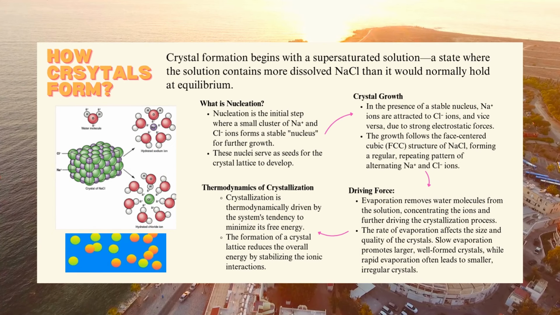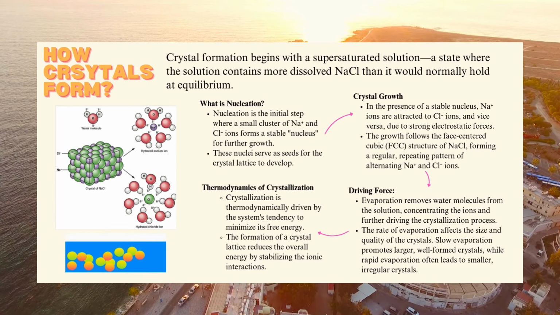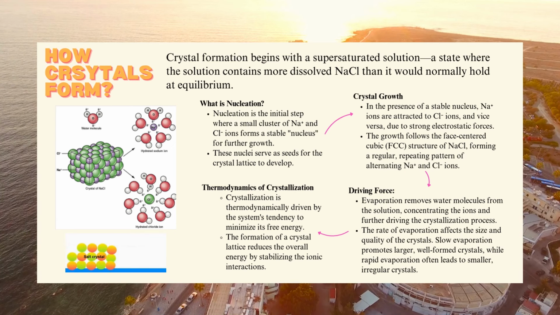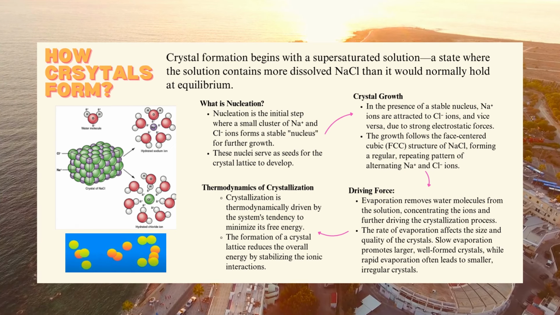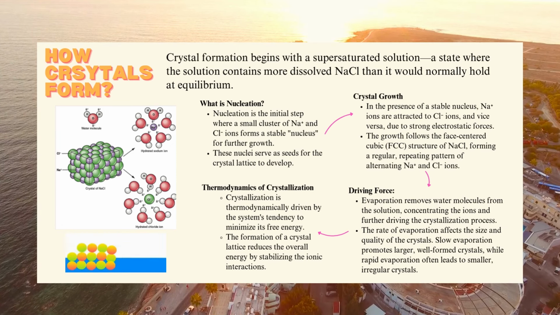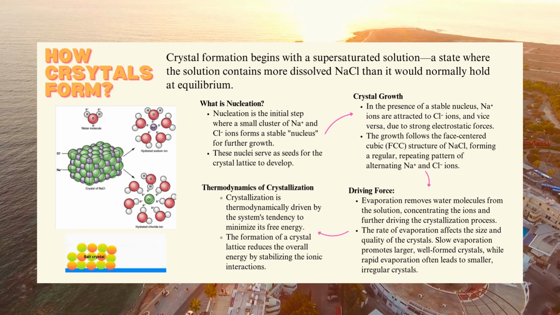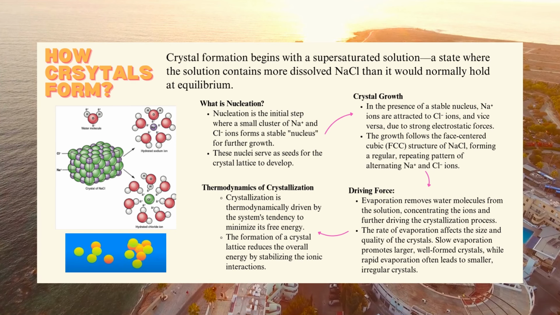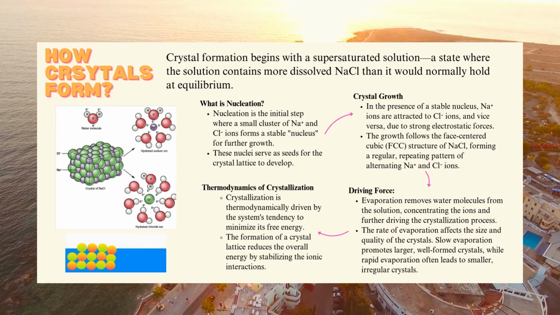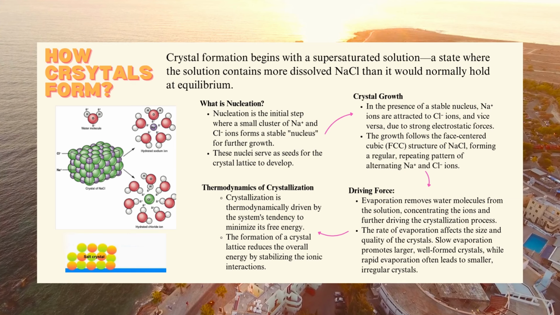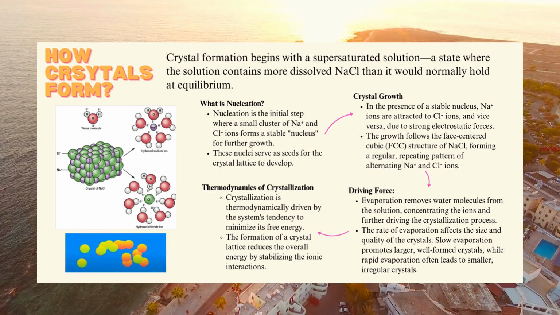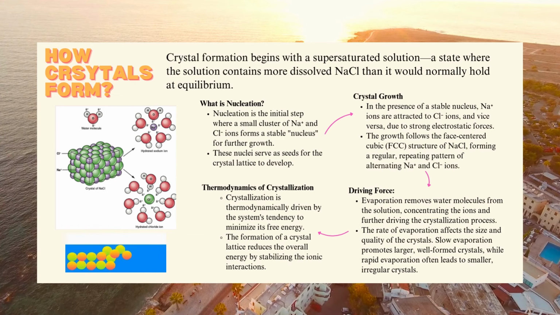Crystal formation begins with a supersaturated solution where there is more dissolved sodium chloride than the solution can normally hold. This creates a highly unstable state, ready to transition into a solid form. The first step in the crystallization process is nucleation. Here, tiny clusters of sodium ions and chloride ions come together, forming a stable nucleus, a seed that will grow into a full crystal. These nuclei serve as the foundation for the crystal lattice to develop.